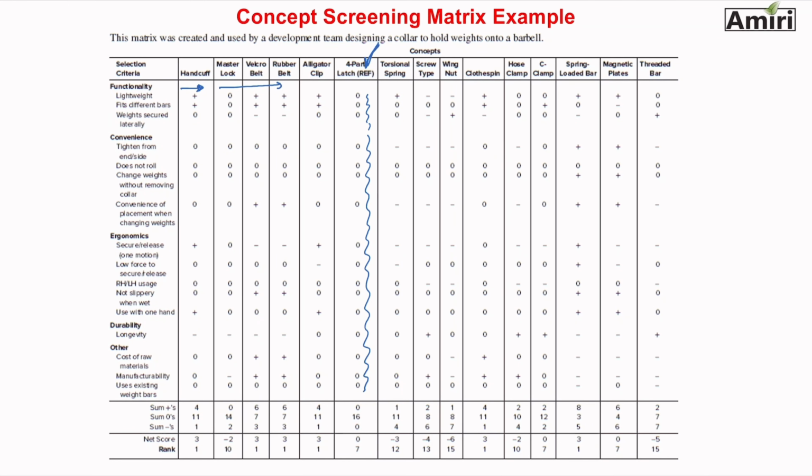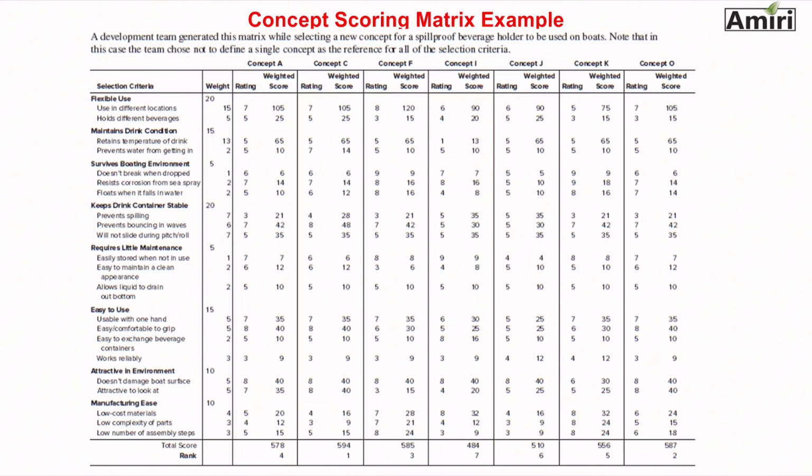They gave it a net score and a ranking, so you can see what were their top concepts. They have a lot of ones here. So in this case, if a concept is ranked 15 or 7 or 10, they don't have much of a chance to move forward. And then here's a scoring matrix example.